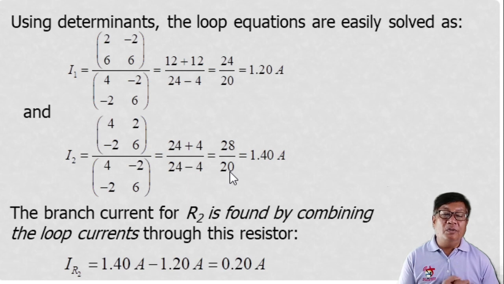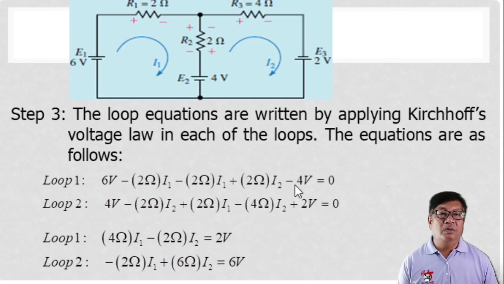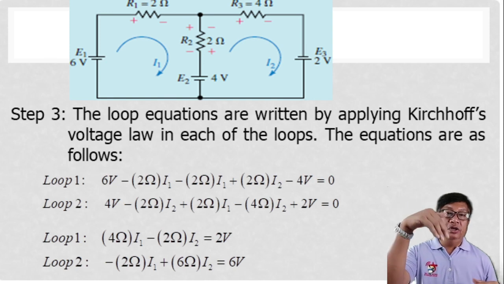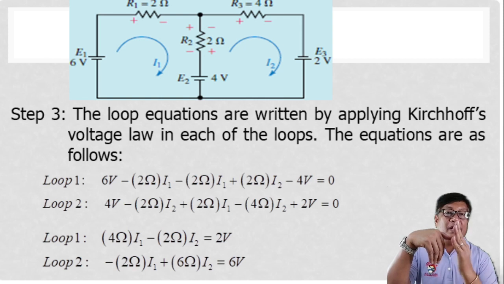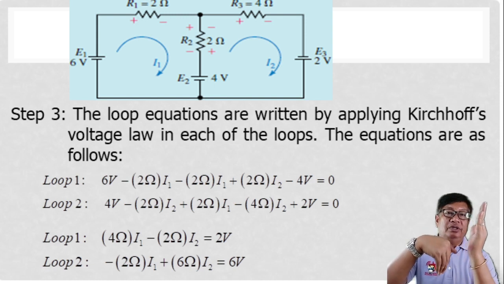So we are talking here about loop currents, no? For the branch circuit, okay, just go back here. For the branch circuit for R sub 2, the current that will flow here at resistor 2 is the reaction between loop current 1 and loop current 2. At this resistor 2, the direction of loop current 1 is clockwise, and the direction of loop current 2 is clockwise, but they will meet here at resistor 2 in opposite directions.